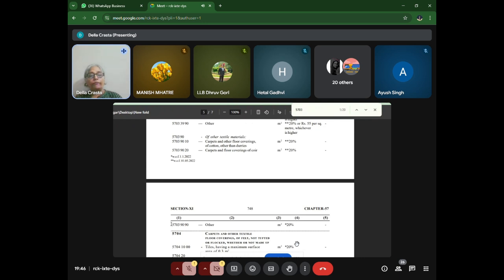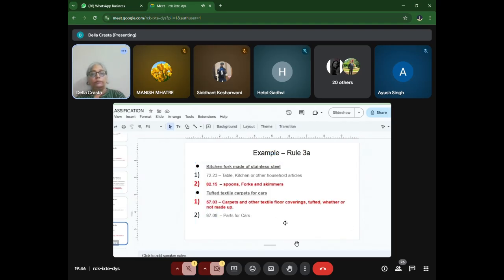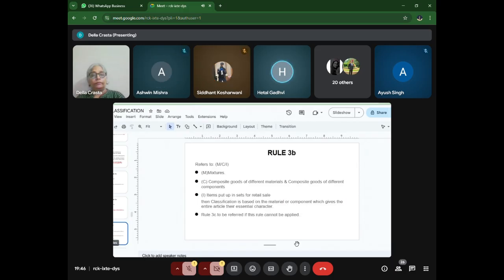So where should we comfortably put? Others. 57039090. Okay, so that will be the classification for our car carpets, tufted textile carpets for cars. Okay, so it's highlighted for your information over here. So is 3A understood by everyone? Yes, ma'am.